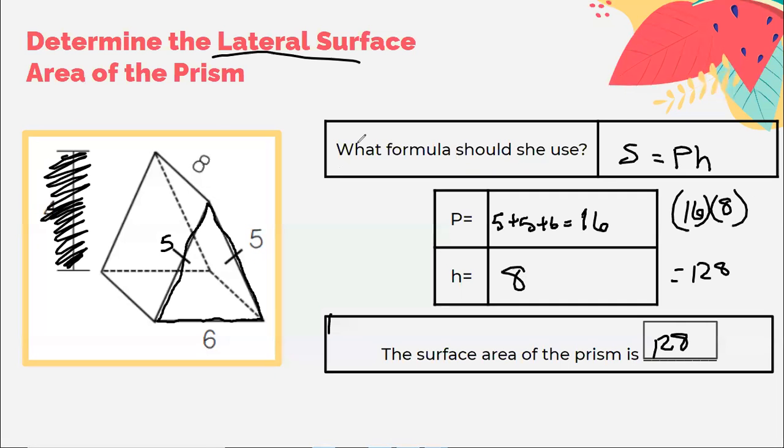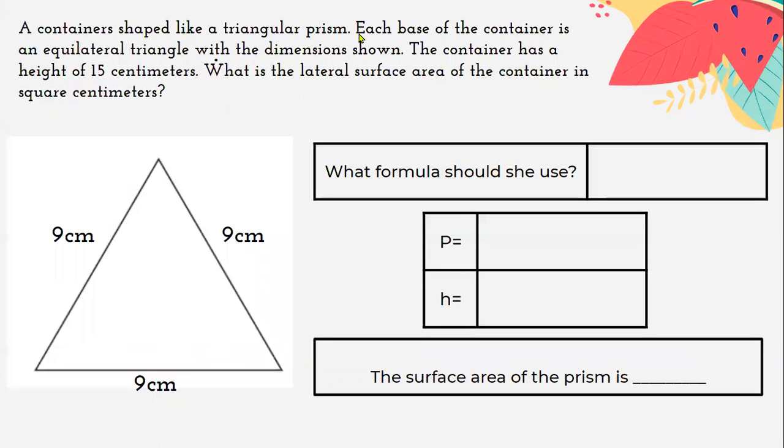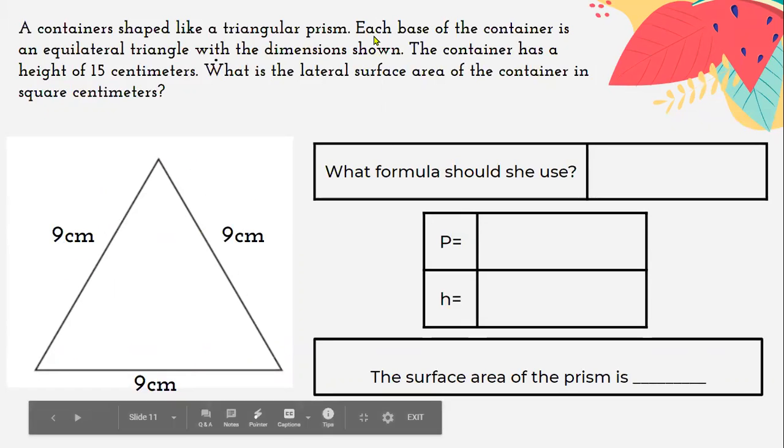Cool. All right, let's do this next one real quick. Actually, let's skip the next one. I'm going to show you how to do this last one because we're about out of time. So real quick, y'all are going to have a problem on the exit ticket like this one. It says a container shaped like a triangular prism. Each base of the container is an equilateral triangle. Equilateral just means that all sides are the same.